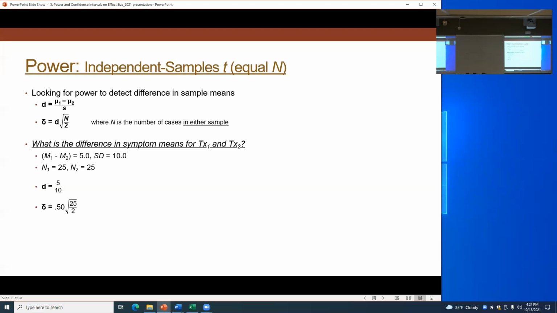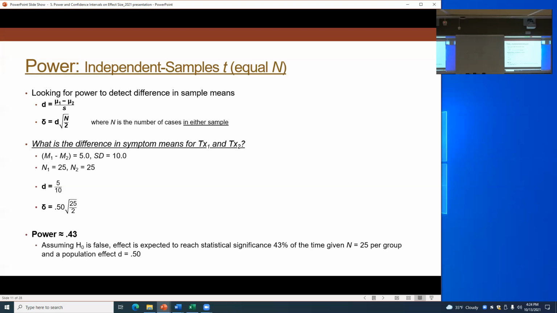So if we go down on our power table, sigma is 1.77. We go down, we've got a value of 1.7, 1.8, and so we might say somewhere in between there. We're assuming power of about 0.43. Again, assuming the null hypothesis is false, the effect is expected to reach statistical significance 43% of the time, given n = 25 per group and a population effect of d = 0.5.